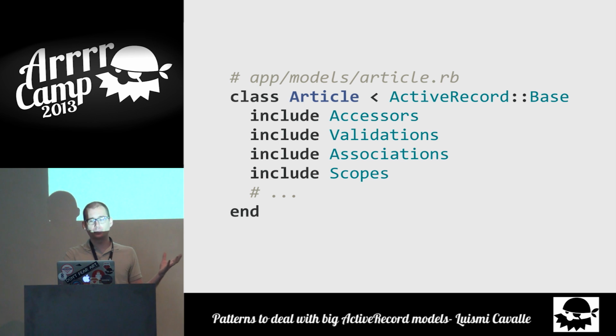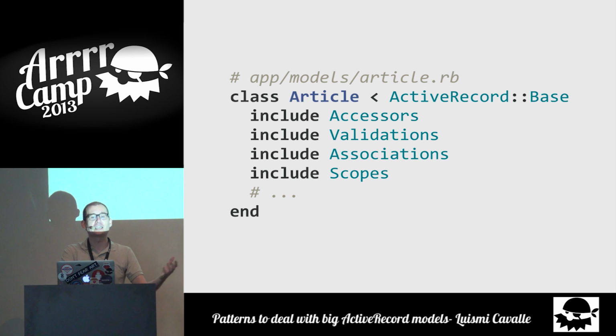The first problem is that each of these modules will contain logic serving different purposes. For instance, I can imagine how the associations module will contain something like belongs to blog and has many comments. Well, these are two different aspects of an article that are serving different purposes, different functionalities in my application.